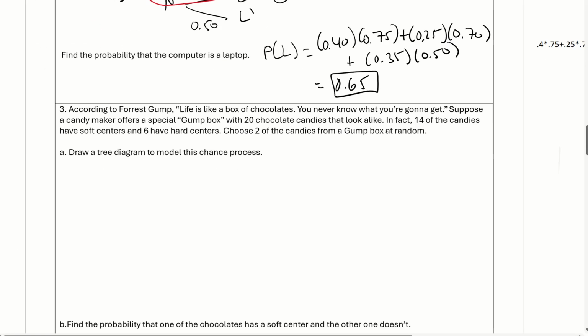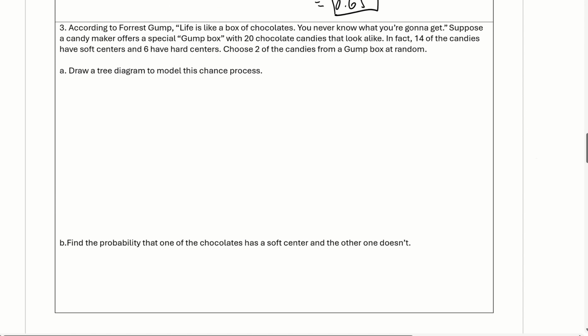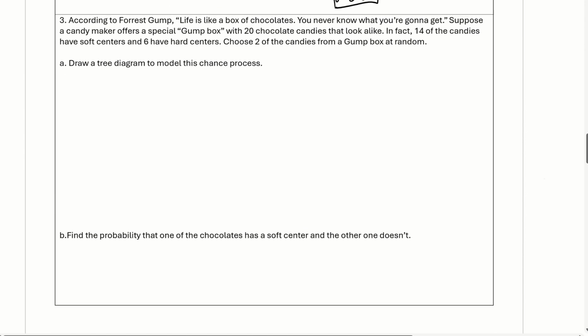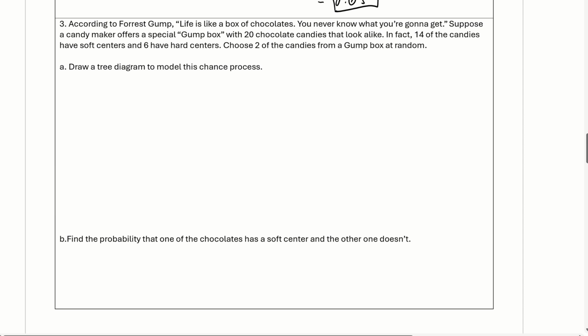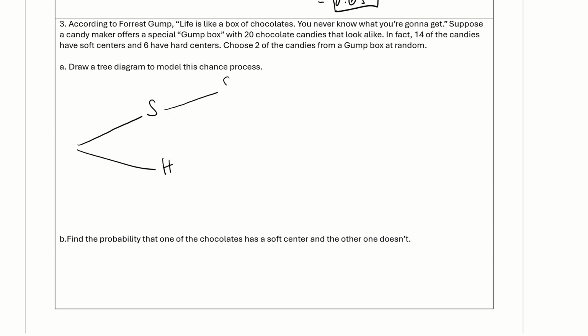All right, so according to Forrest Gump, life is like a box of chocolates. You never know what you're going to get. So the same idea. It says choose two of these candies from Gump's box at random. Draw a tree diagram. Okay, so we got the first stage. We got soft and hard. And then after that, we got soft and hard again, right?